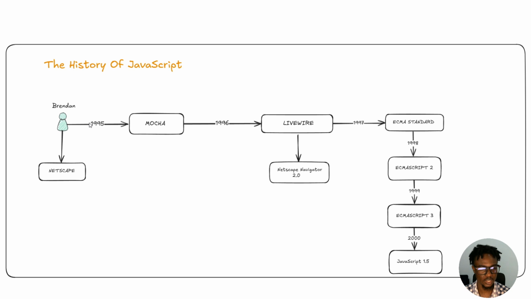And Brendan actually developed a script called Mocha in 10 days. This Mocha would eventually become the first version of JavaScript, right? And after so many improvements, features, and all of that went into Mocha, a year later, Mocha became Livewire, right? Still JavaScript, right? Mocha became Livewire. And this Livewire was released in the next browser Netscape Communications released, which was Netscape Navigator 2.0, right?